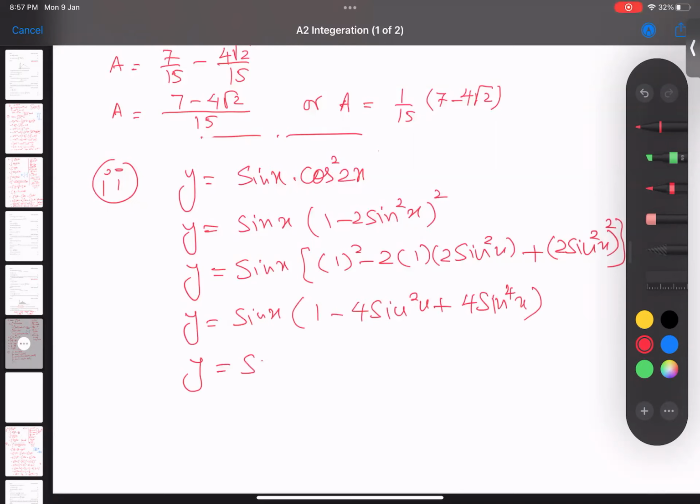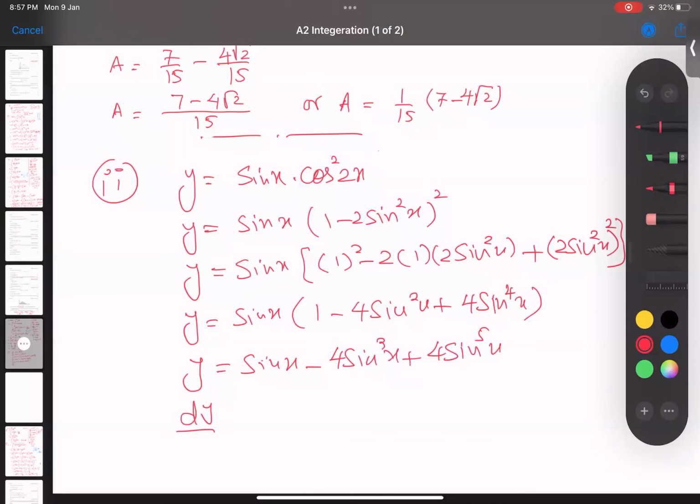So let's start. First, I multiply inside. I get a sine x minus 4 sine cube x plus 4 sine to the power 5. Okay, now I think I am ready to differentiate.